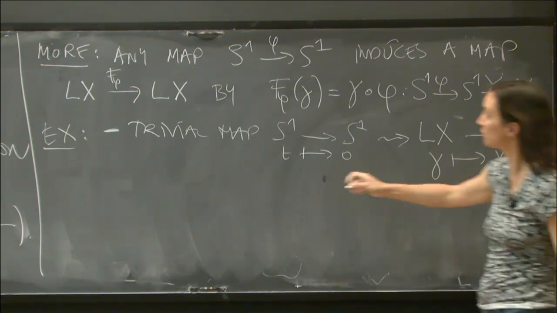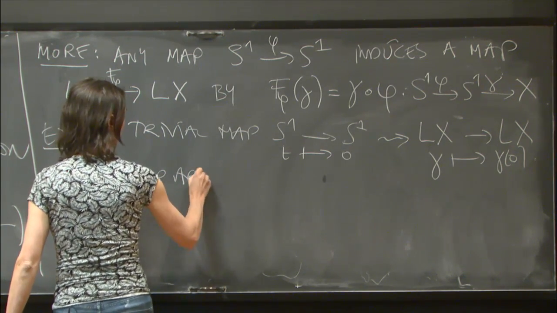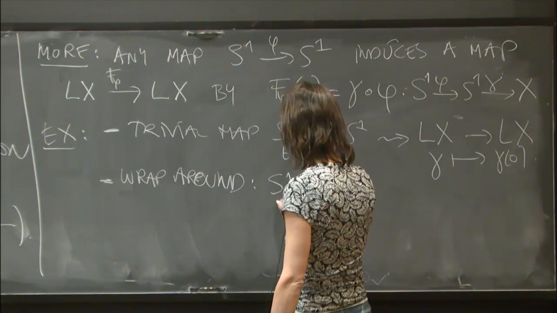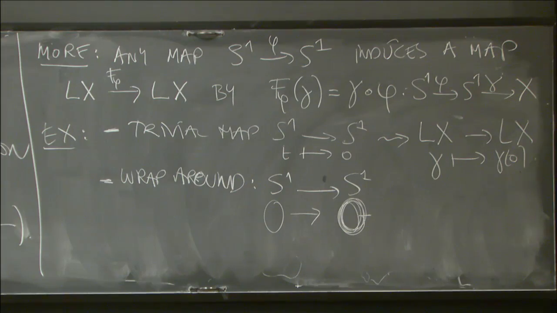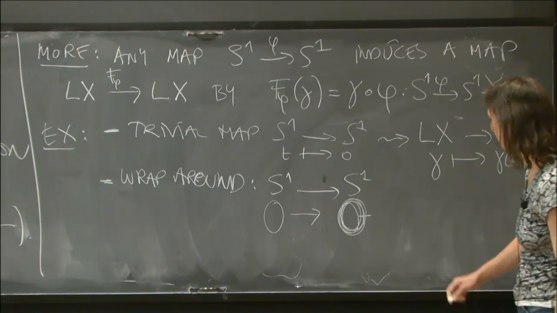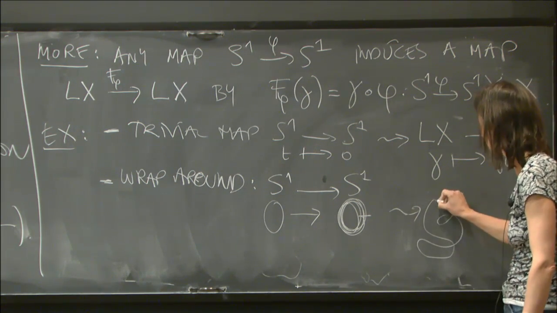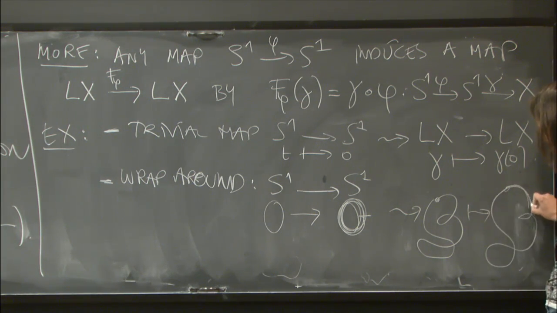But we could have done, we could wrap around. S1 to S1, S1 goes around as many times as you like. Then this does the same thing to the loop, right? It will send gamma, which is now a loop, whatever it is, around as many times as you like. It's too complicated to draw, okay?